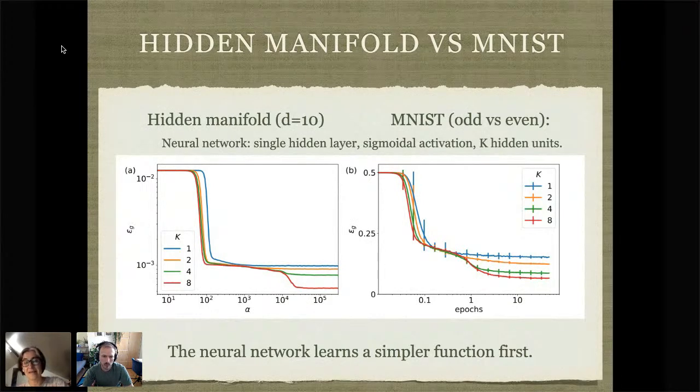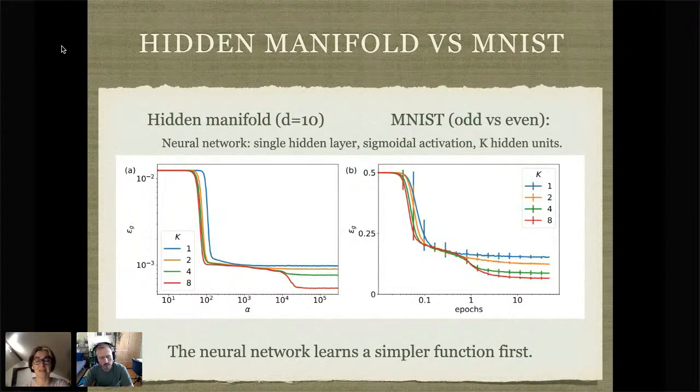And then as we are having more and more hidden units, at the beginning of the learning, we kind of follow what the linear regression would do, and then only we start to get smaller errors, so learning something better. So one can say that the neural network learns a simpler function first, and then only learns something more complicated gradually. And if you do the same experiment in the hidden manifold model, we see pretty much the same thing. So that's one interesting thing.